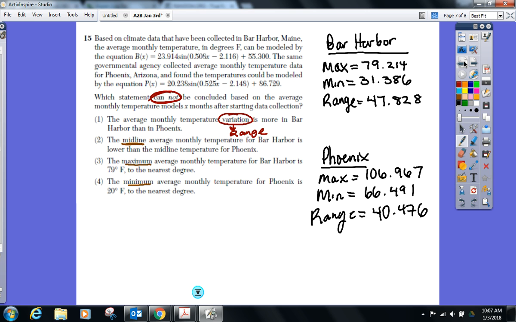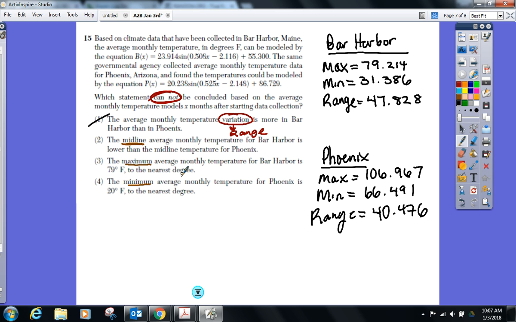Everyone all right? Max, min, range for Phoenix. So we can answer the question. Everyone all good? Okay, ready? Remember, we're looking for the false one. Is the range more in Bar Harbor than in Phoenix? Yes. Okay, we're not circling it though, because we're looking for the cannot one.